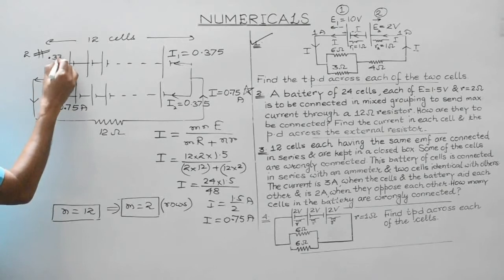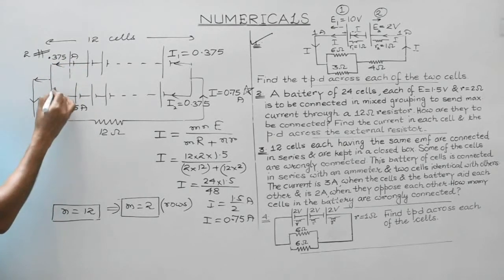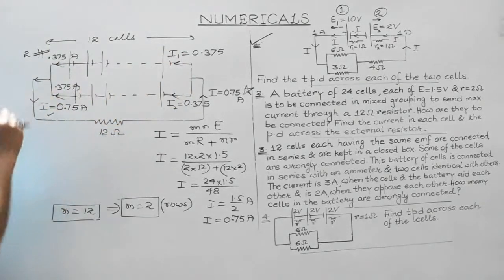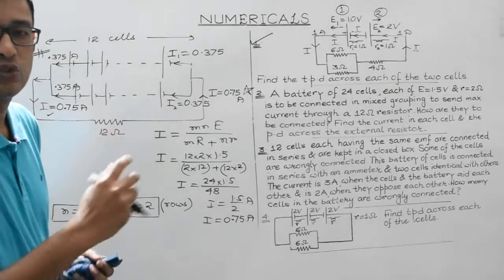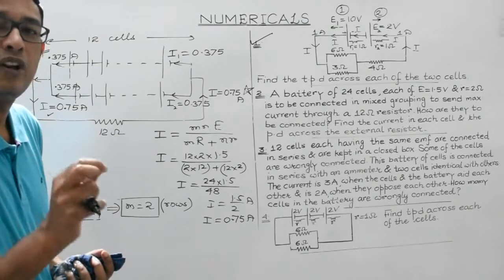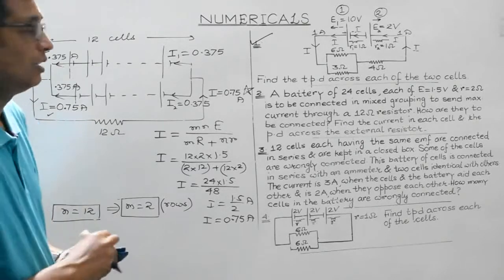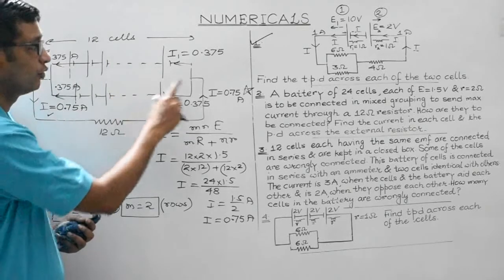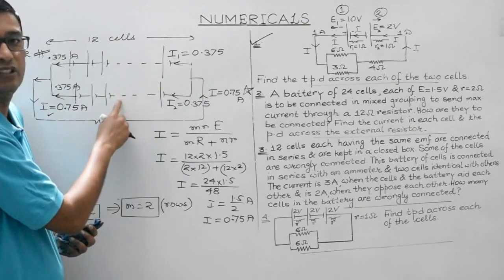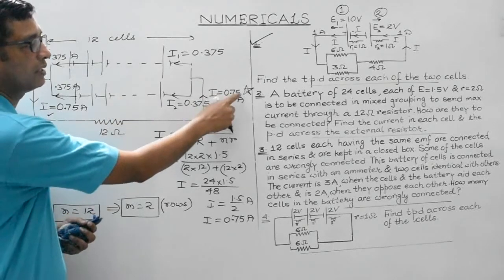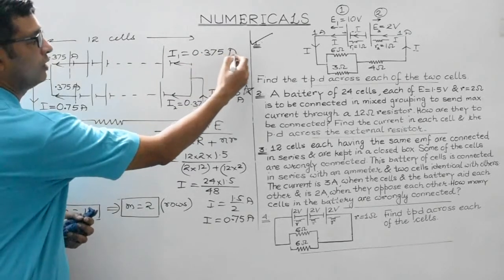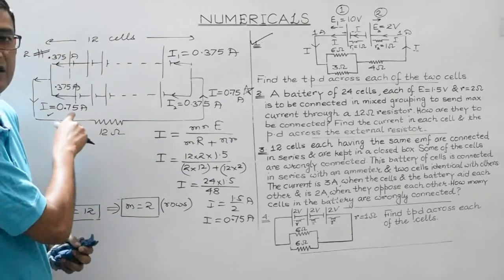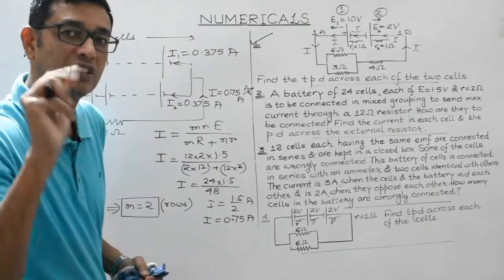So this is 0.375 ampere and this is also 0.375 ampere. So across each of the branches, each of these two rows, the current flowing is 0.375 ampere. Both the rows are offering the same resistance, therefore the current will get equally divided between these two branches. So it will be 0.75 divided by 2, which will be 0.375 ampere. Right? And since they are connected in series, the current across each of the cells would be constant.